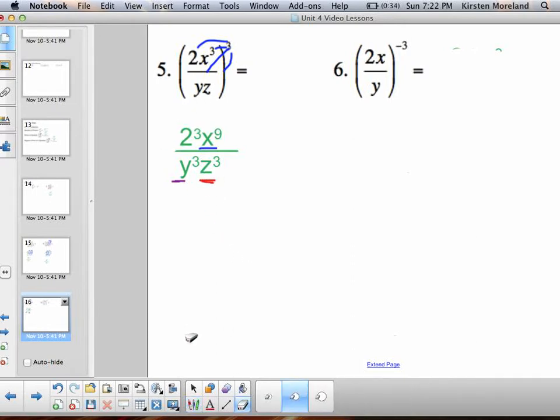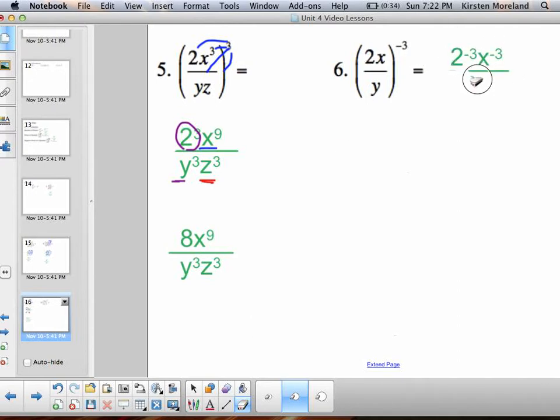So the only other step is, remember, whenever I have a number that I can simplify, I want to do so. So I'm just going to go ahead and simplify 2 to the 3rd, which is really 2 times 2 times 2, which leaves you with 8. Again, I can't simplify anything else, so my final answer is 8x to the 9th, y to the 3rd, z to the 3rd.